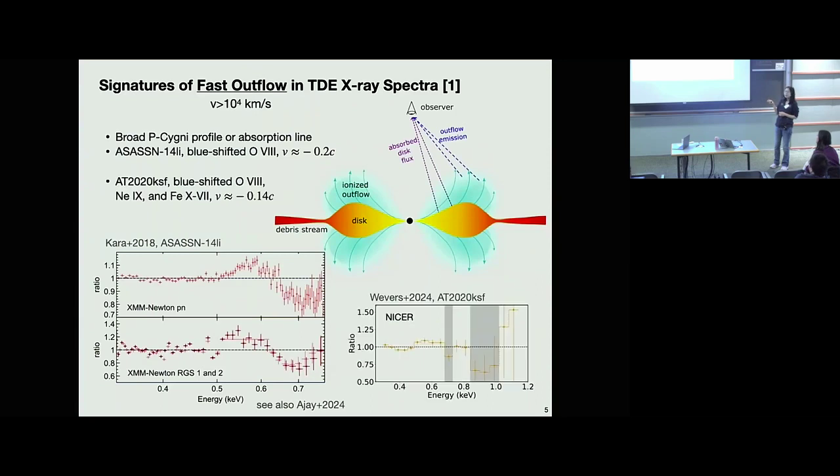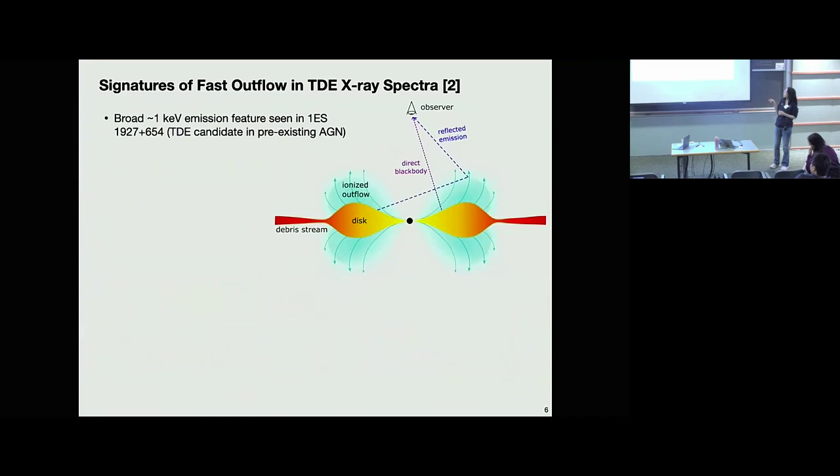More recently, NICER data on the TDE AT2020ksf showed absorption features consistent with oxygen VIII, neon IX, and iron XVII, blueshifted by 0.14c. In addition to this absorption modeling approach, an alternative way to think of the picture is that for the inner disk, a fraction of the emission can be reflected off the surface of the ionized outflow.